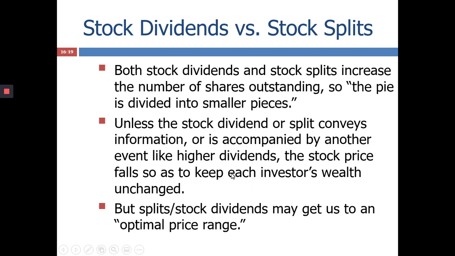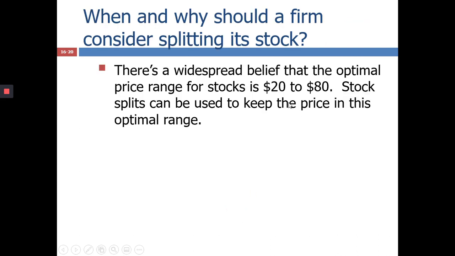And the reason for split could be because they want to achieve the optimal price range. Sometimes the share price could be too high, let's say 200 ringgit, 150 ringgit. So they want to split it so that they can reduce the share price, or to reach the optimal price range. For example, the optimal price range is around 20 to 80. Anything more than 80, it becomes difficult for an investor to purchase. So that is why they split.